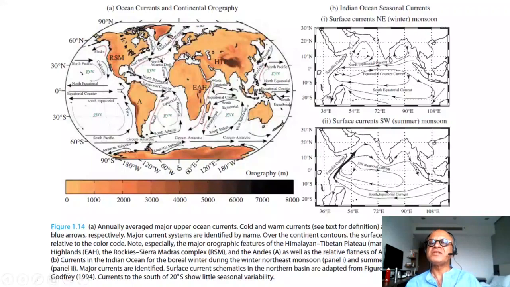The Indian Ocean is different because you have southwesterly winds in the summer months and northeasterly winds in the winter months. So you have two little gyres in the northeast winter monsoon, northeasterly winds producing different circulation, and the entire tropical circulation looks very different compared to the summer months.